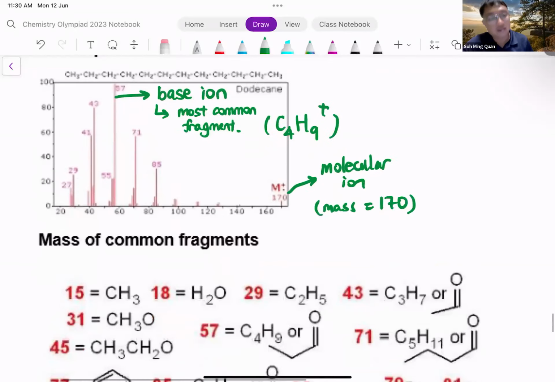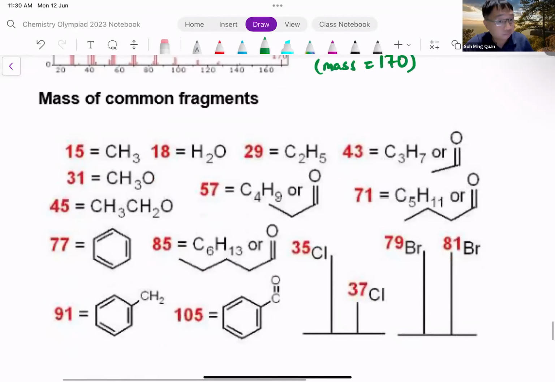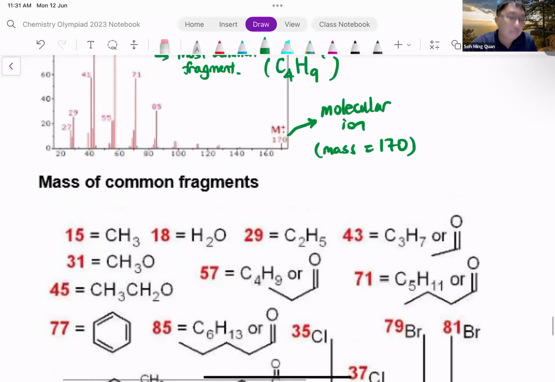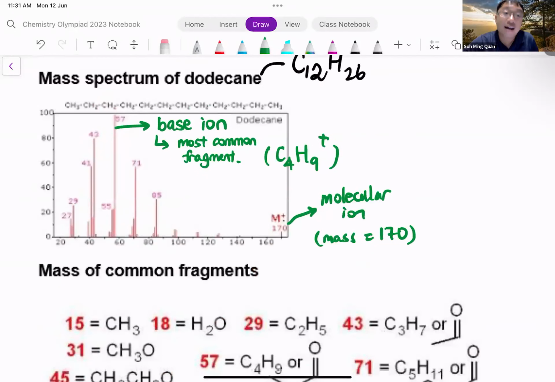Now, I've listed down the mass of common fragments below. Do we actually memorize this? To some extent, yes. In university, we memorize some of these. For example, I do memorize 29. I do memorize 15. I tried to memorize 77 as well. But essentially, these are some of the common fragments. When we are lost, most of the time we just do a quick search. There's a database of mass spectra of different compounds. So we just do a quick search, then it's able to tell us this is most likely that compound, right?